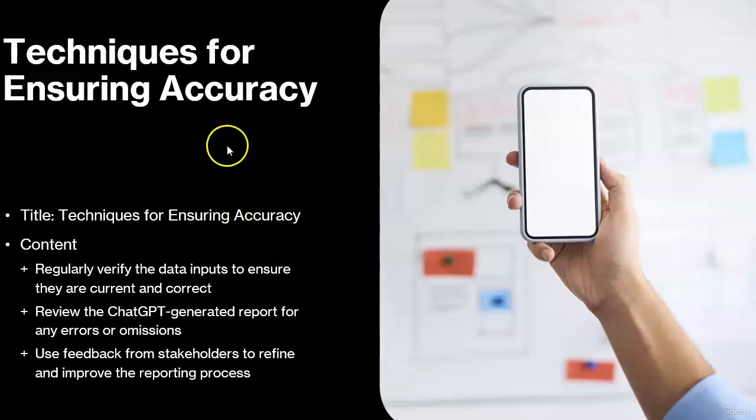While automation is powerful, ensuring the accuracy of your reports is crucial. Regularly verify the data inputs to make sure they are current and correct. Always review the ChatGPT generated report for any errors or omissions before sending it out. Additionally, gather feedback from stakeholders to refine and improve your reporting process over time.